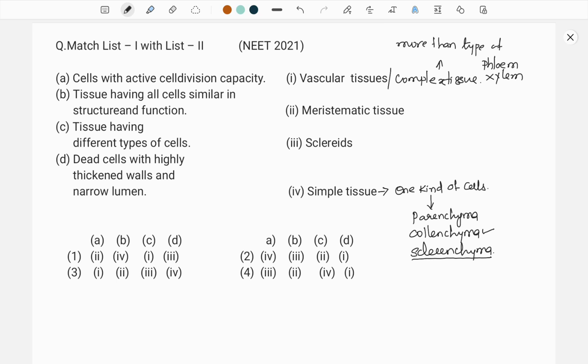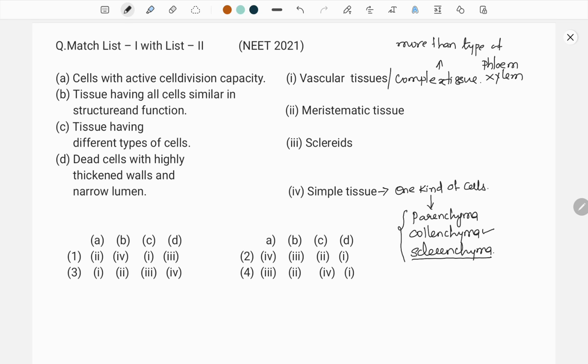Sclerenchyma is present in the monocot stem as hypodermis as well as around the vascular bundles, which we call fibrovascular bundles. In the dicot stem it is present around the vascular bundles like a semilunar cap, that is called pericycle, so that it provides toughness and protection to the vascular bundles. So these three together are called simple tissue.